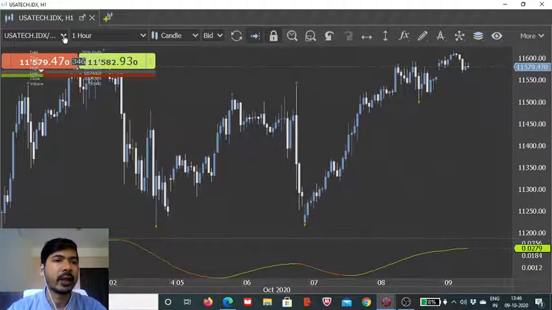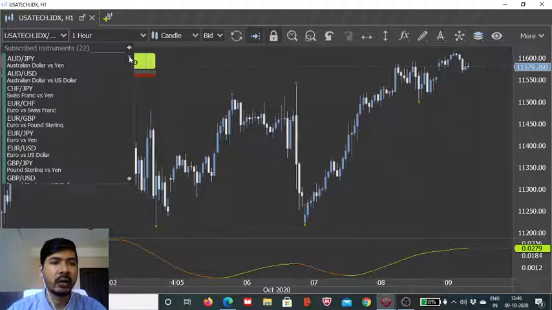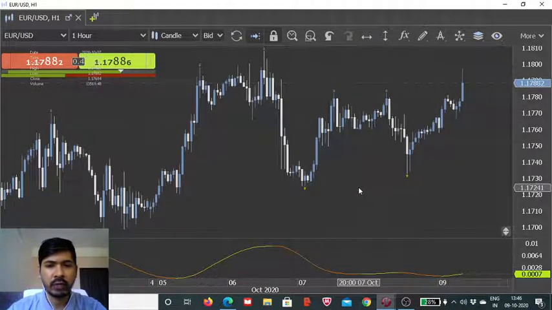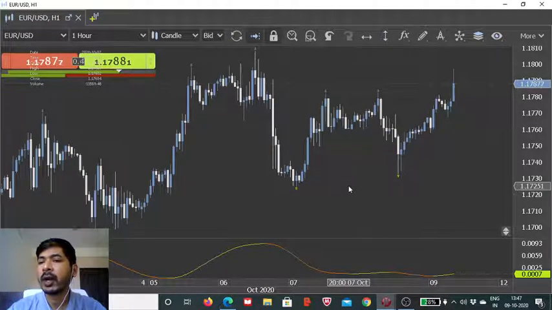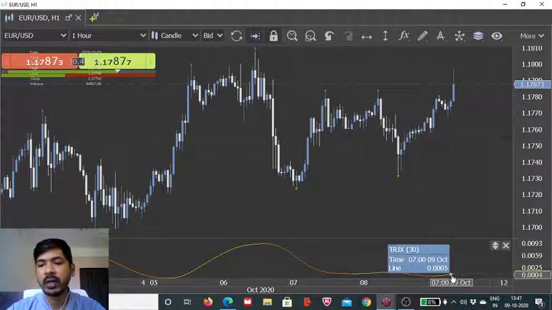This is the Nasdaq chart. Let us change it to one of the currency pairs. In today's session, we will stick with the EUR/USD. This is the currency pair of choice for most of the traders, and it is one of the most widely traded financial instruments. Now this chart is of the hourly time frame, and for TRIX, the default setup is a 30 time period. So as you can see, we have plotted the TRIX on the EUR/USD hourly chart.